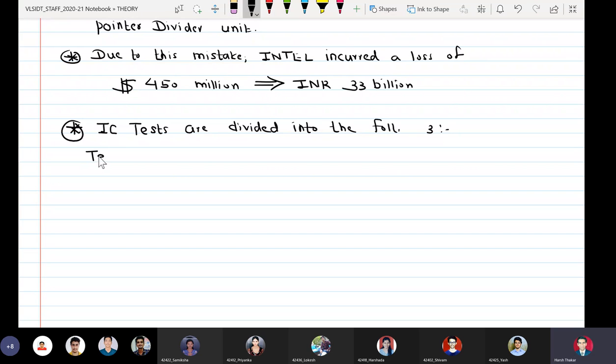Test number one is done before IC tape out. What is tape out? Tape out is a technical word used by foundries for indicating IC manufacturing or fabrication. We do not say that an IC is manufactured, we say that an IC is fabricated. So it is done before IC tape out, that is, fabrication.